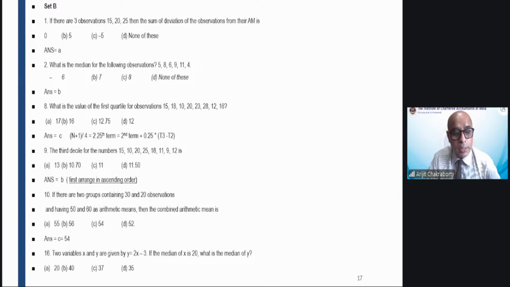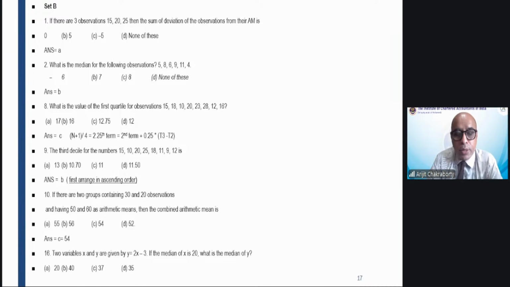Question number 16. Two variables are given: y equals 2x minus 3. So it's a linear relationship between x and y. The median of x is given as 20. What is the median of y? We have already discussed that median, mode, and of course mean, are affected by a shift in the origin as well as in the scale. Here, therefore, we have y equals 2x minus 3.